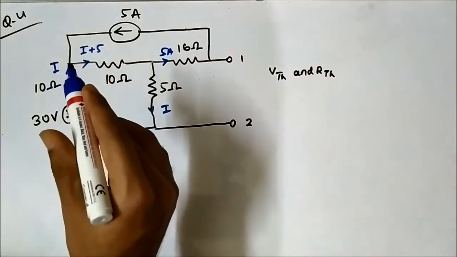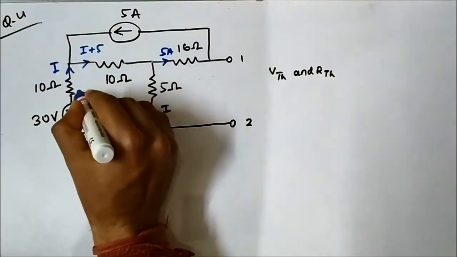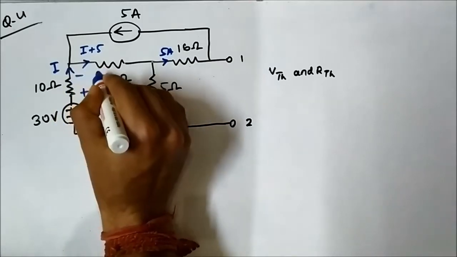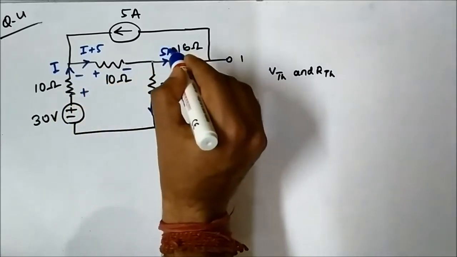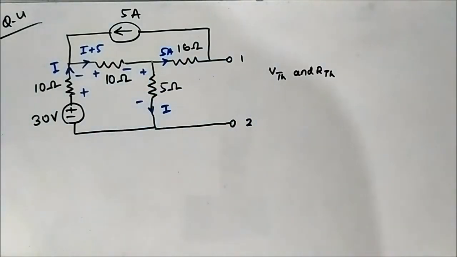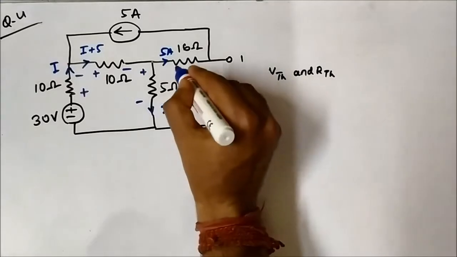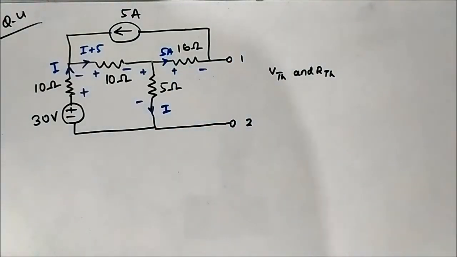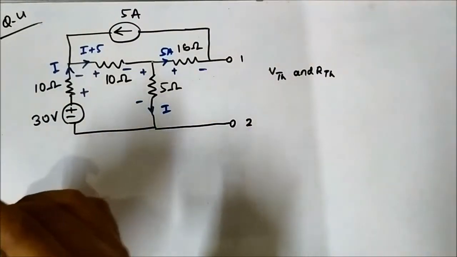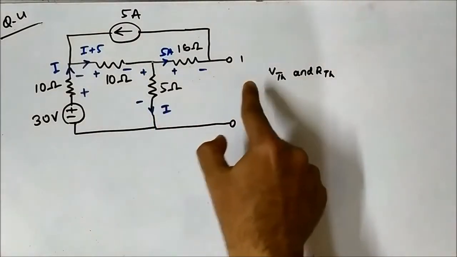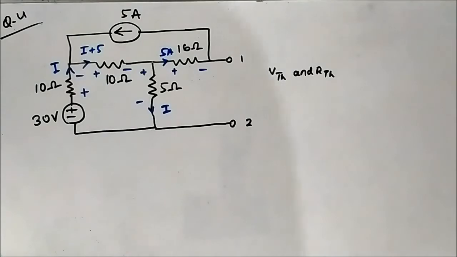Let's assign the polarities. So it is plus minus, and plus minus, and this is also plus minus. Now we will apply mesh analysis to find out the value of I. Only then can we go for the VTH calculation.